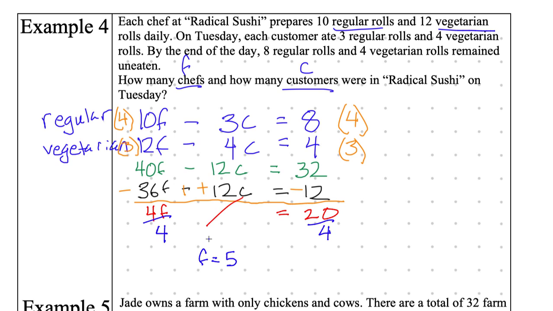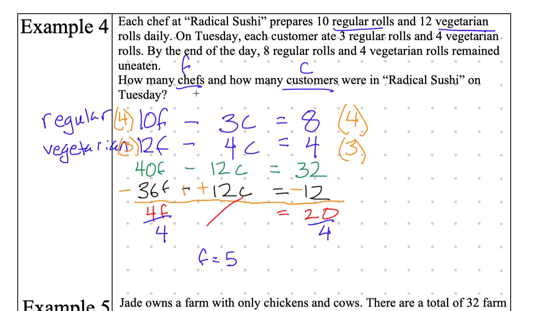What does F equals 5 mean in the context of the problem? What does it mean in the real world? If you come up and say, hey, F is equal to 5, they're going to be like, what are you talking about? Emma, talk to us. There were 5 chefs in Radical Sushi on Tuesday. Perfect. Everything that you said was amazing. Not only were there 5 chefs, there were 5 chefs in Radical Sushi on Tuesday. That's what this tiny little bit of information means.